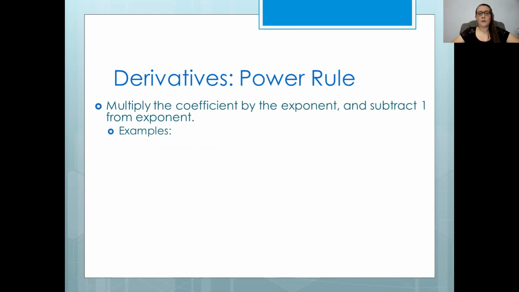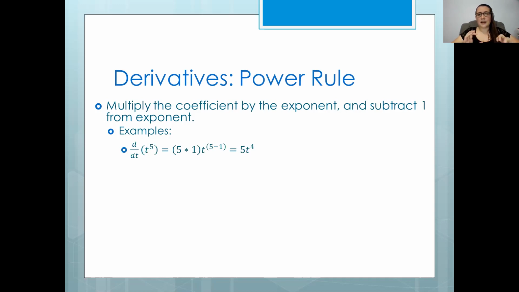Okay, so the first rule is called the power rule. When we're applying the power rule, we'll multiply the coefficient by the exponent and then subtract 1 from the exponent. And it'll make a lot more sense when I can actually show you an example. So let's look at this example.